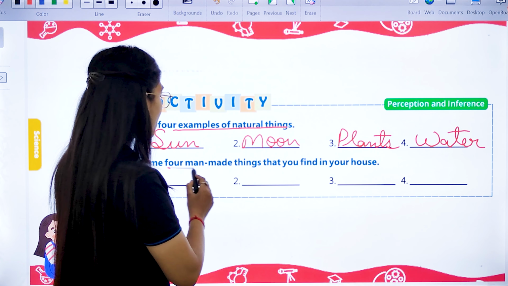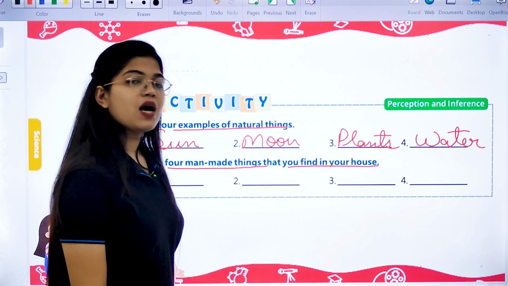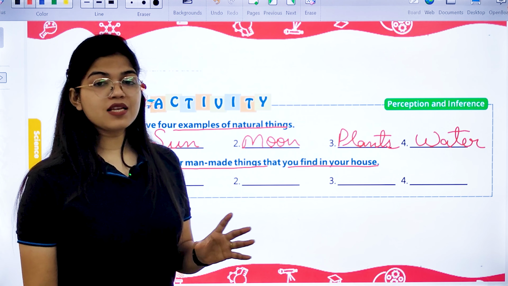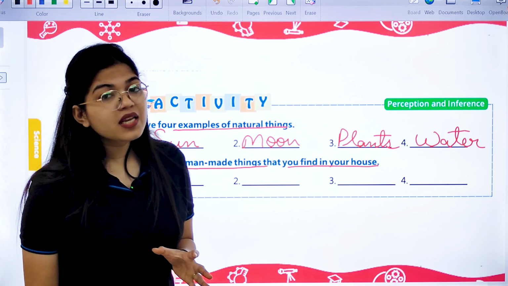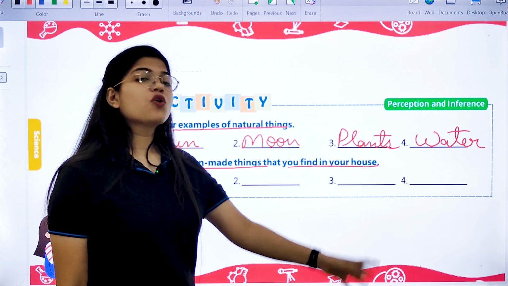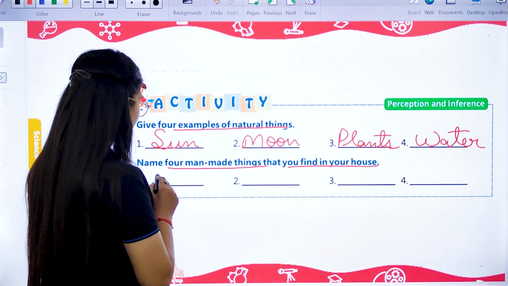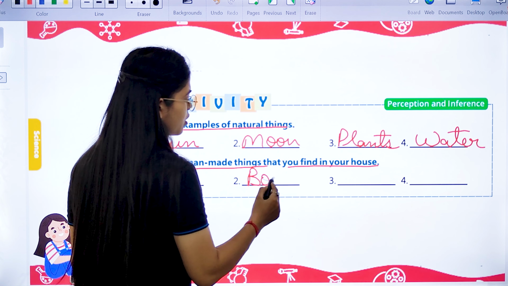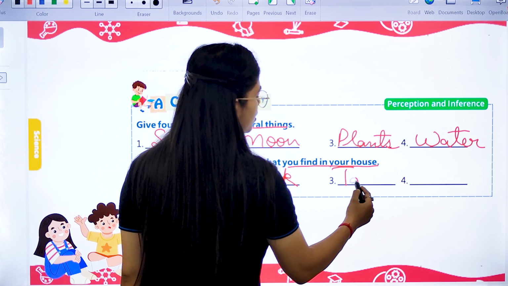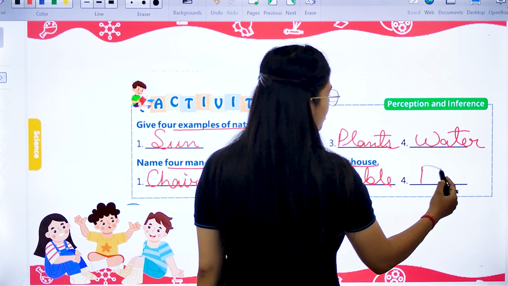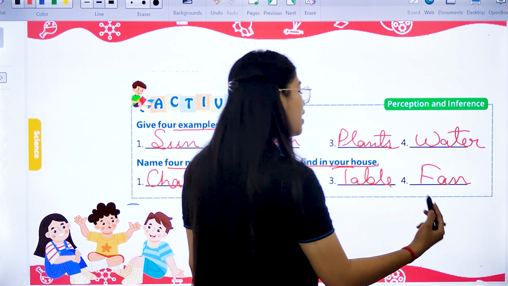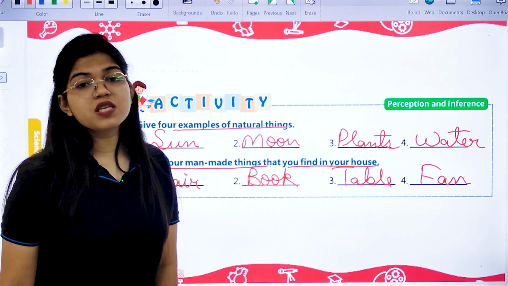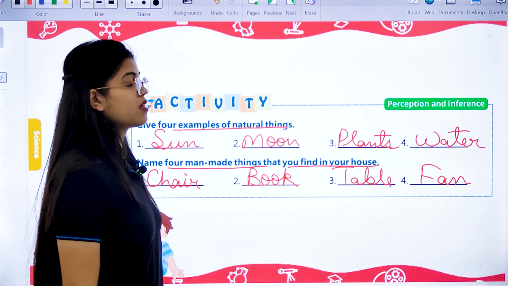Then, name 4 man-made things that you find in your house. You have to write the name of any 4 man-made things, meaning the things which are made by man. But they should be found in your house only. So you can easily write them, like you have a chair, a book, a table, a fan. Many other things are very commonly found in our homes, and they all are man-made things.